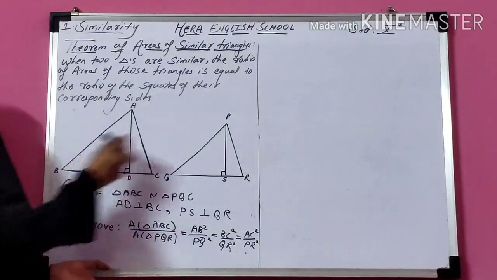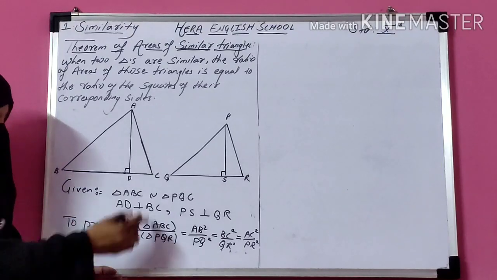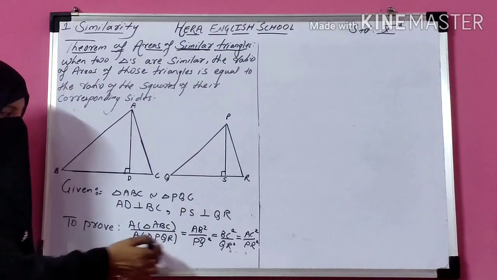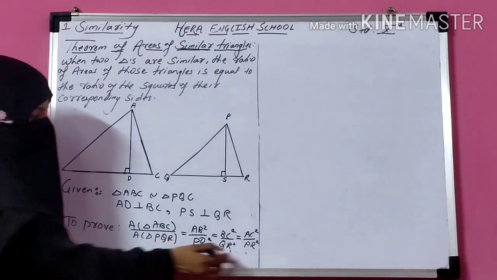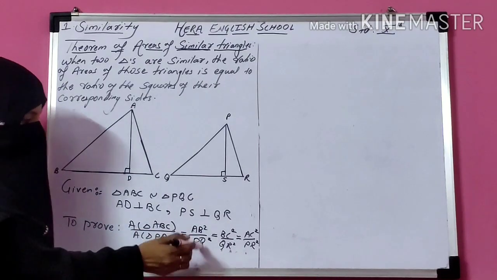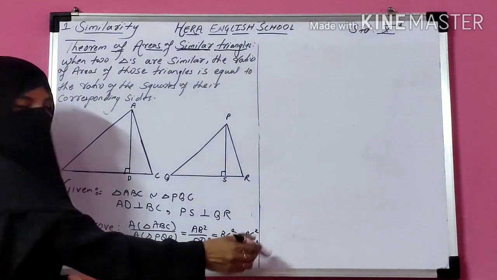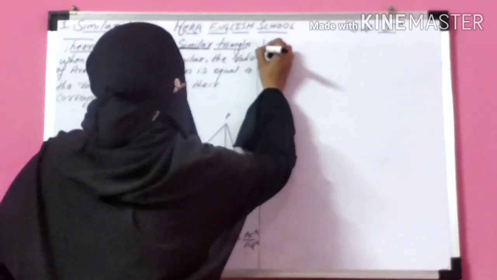Now given is two similar triangles, and you have to prove the ratio of areas of these two similar triangles is equal to the square of corresponding sides. There is no need to prove all three corresponding sides. Just prove any one. If you prove any one corresponding side, then automatically the others are equal. Now let's start the proof.